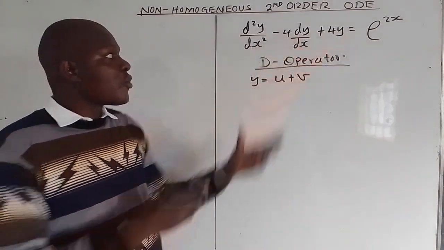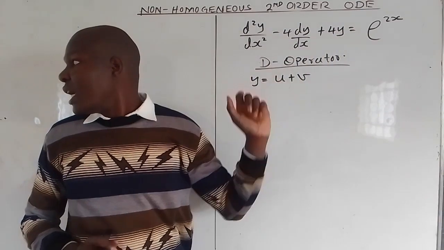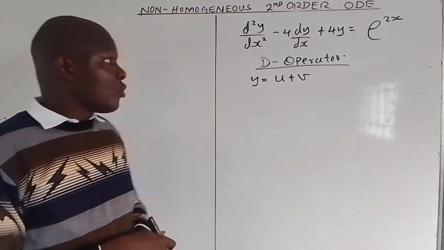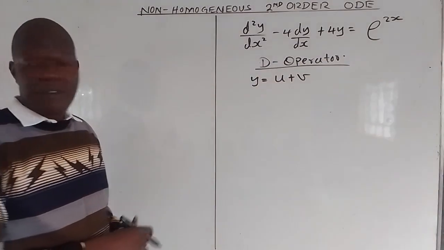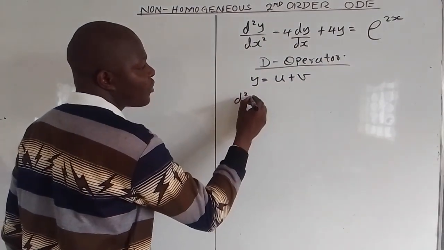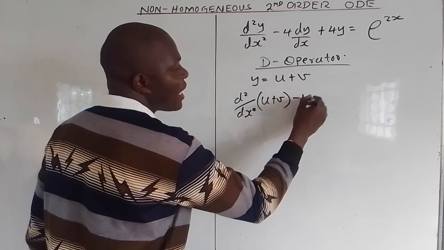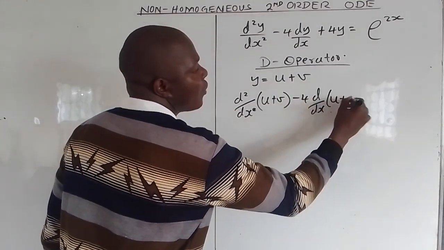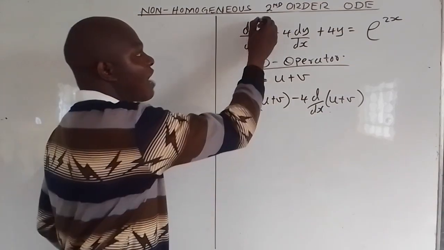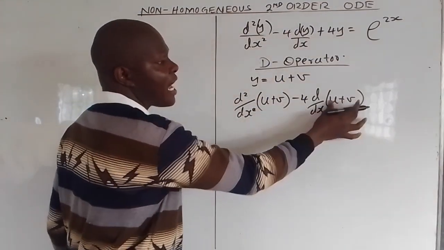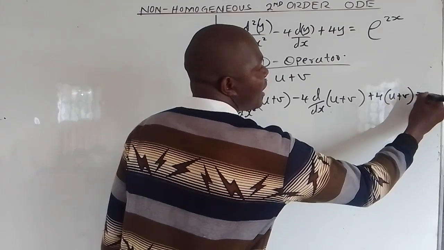So it means this equation we have here is going to be divided into two parts, isn't it? The first part is going to be u, and the second part is going to be v. So there we have the whole problem: d squared over dx squared of y, which is u plus v, then minus 4 d over dx of y, which is u plus v. We are substituting the value of y, isn't it? Meaning where there is y, we put u plus v. We have y here, we place u plus v. We have y here, we place u plus v, isn't it?